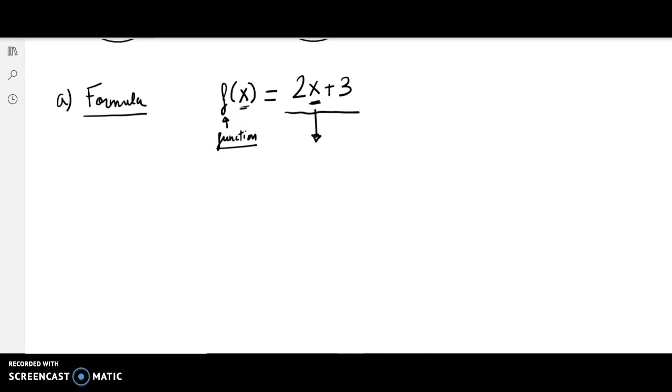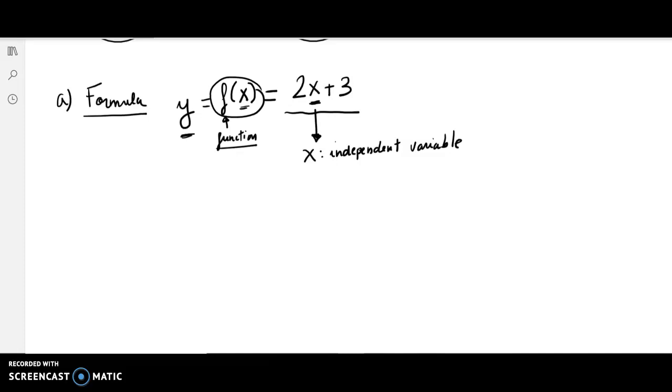So in this x, I can write any number. So for that reason, we call this letter independent variable. If I put a number in the letter, I'm going to produce a result. I'm going to produce another number. That number is called usually y. So the y is the same as f of x.